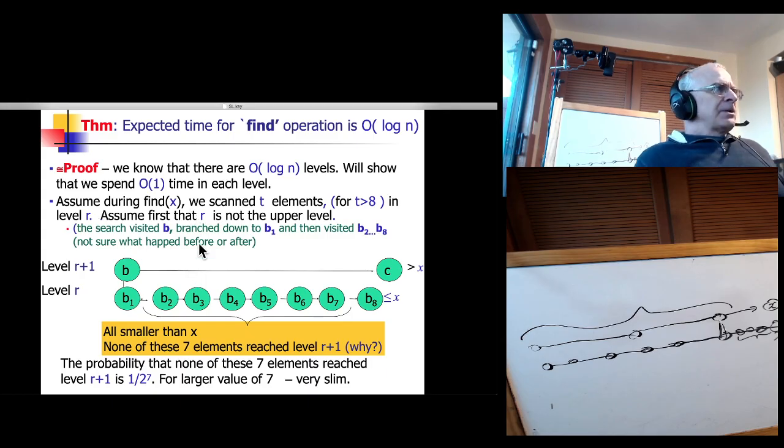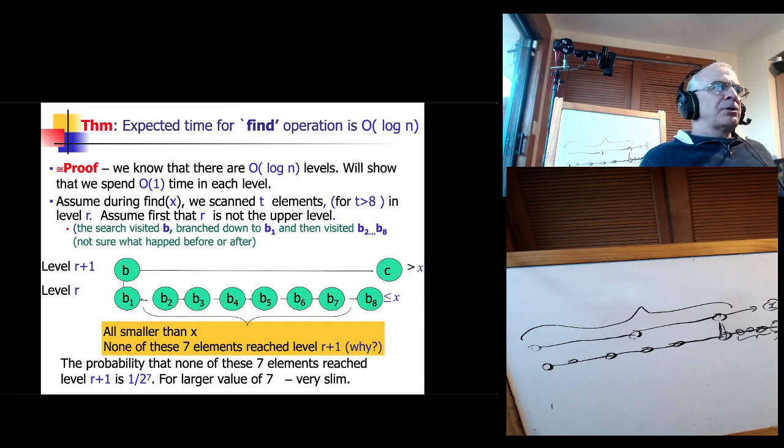Okay, so how much time do I spend in one particular level? Let's look at level R. One of the levels, maybe R is 1, maybe R is 2. Let's assume that I'm spending a lot of time on this level. Why? Because I had to scan a lot of elements: B1, B2, B3, all the way up to B8, maybe even more.